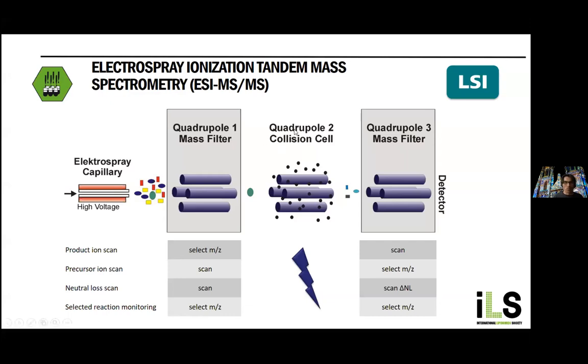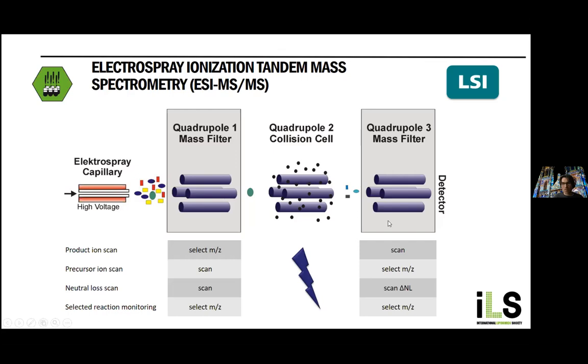Maria explained already the setup of a tandem mass spectrometer. In this case, we have 3 quadrupoles aligned, and we usually ionize with electrospray ionization, and we can run different modes. For instance, we can analyze product ion spectra. That is, the first quadrupole is used as a mass filter, selecting one particular mass unit. And these ions are entering the collision cell.